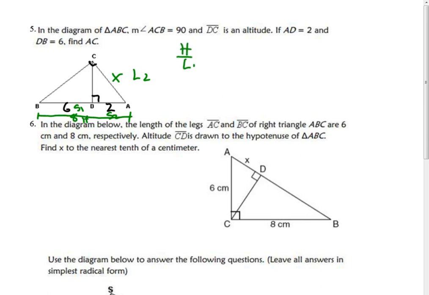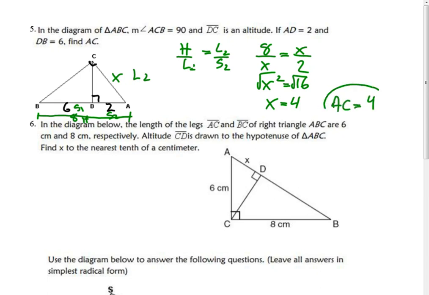So hypotenuse over leg 2 equals leg 2 over side 2. So 8 over X equals X over 2. So X squared equals 16. Take the square root. Algebraically, we'd want the positive and the negative, but because we're dealing with a length here, we just deal with the positive root, and that would be 4. So AC would equal 4.